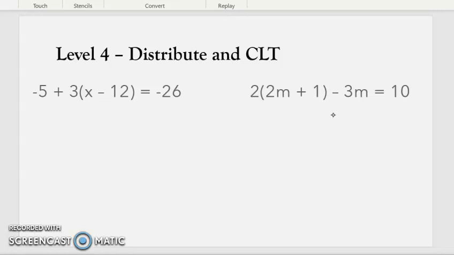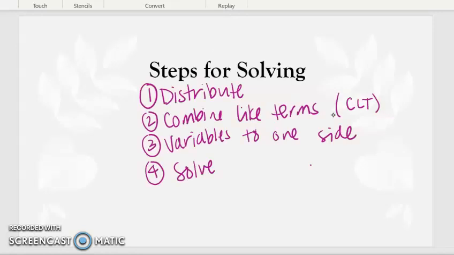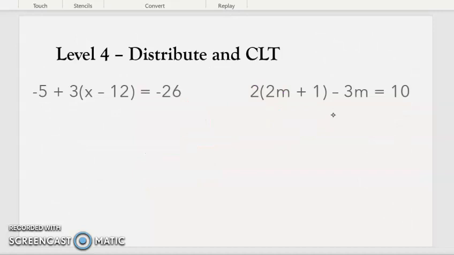So we're going to follow our steps. And what I mean by that is on our steps, the first thing we're going to do is distribute. So we're going to distribute first. Some kids will try to like add this first. Do not do that, okay? We have to do distribution first. So on this guy, that means I am going to distribute this 3 over here. And then there's nothing over here to distribute, so I don't have to worry about that.